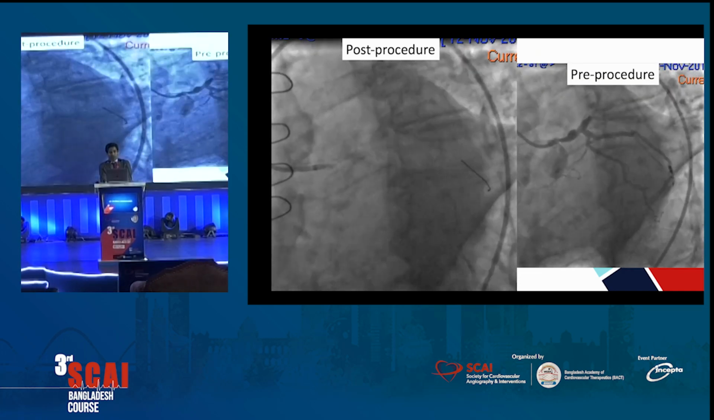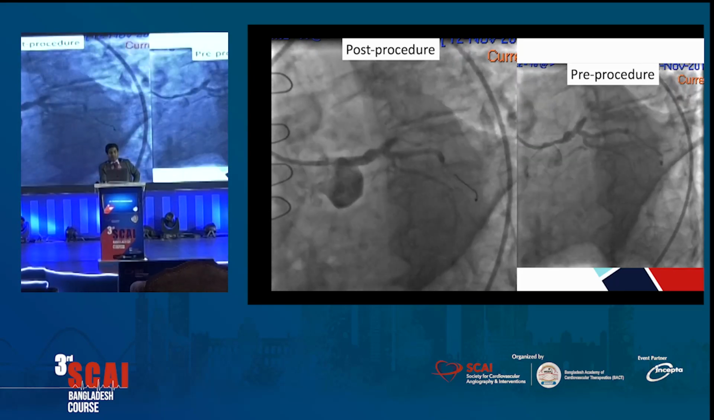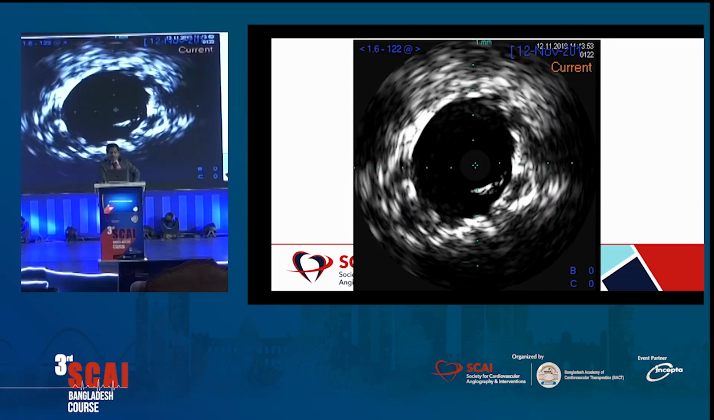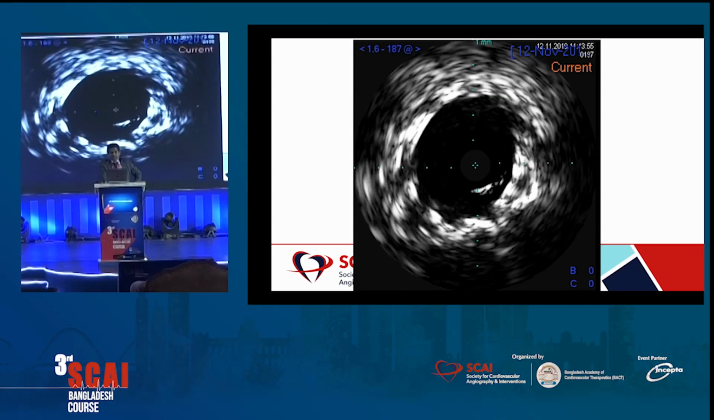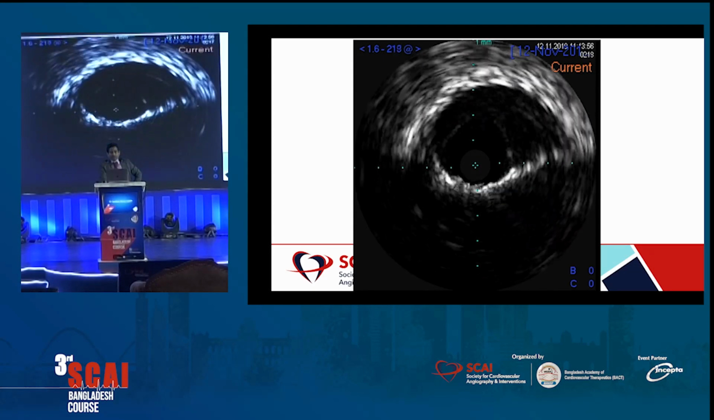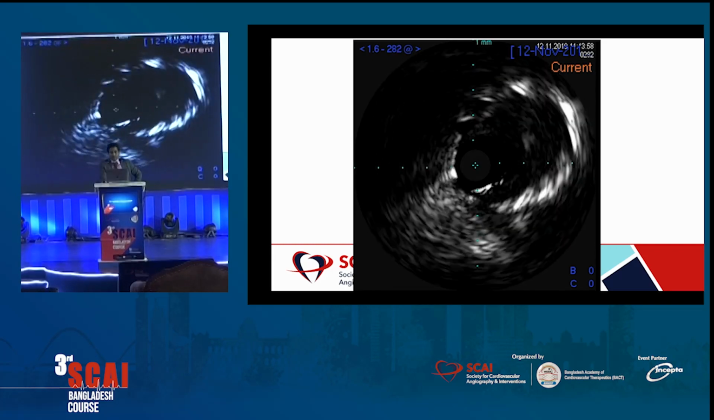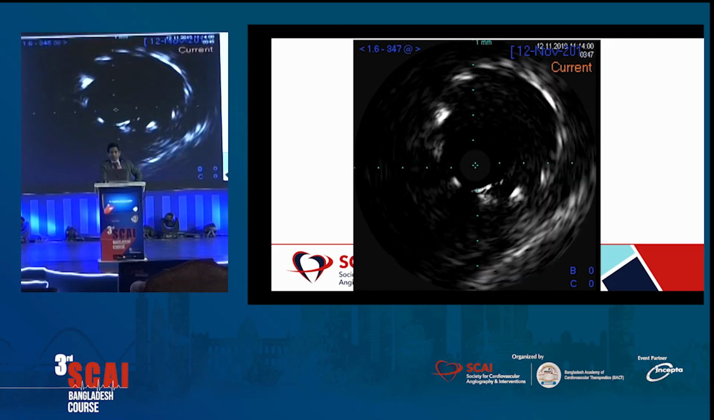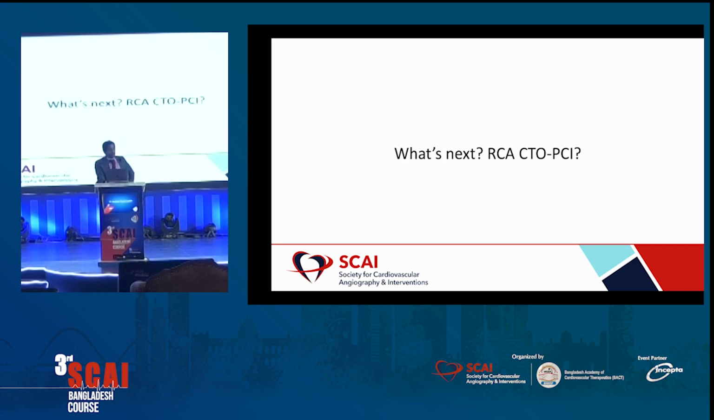So this was the post-procedure after stenting. So this was in 2017, sorry. And you could see here, this is the IVUS post-stenting. What essentially it shows is the ostium is well covered. Okay, so that's the covering of the ostium. What is the next option? Whether to do the right coronary angioplasty, which is CTO.